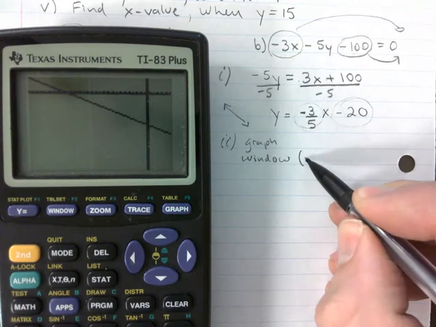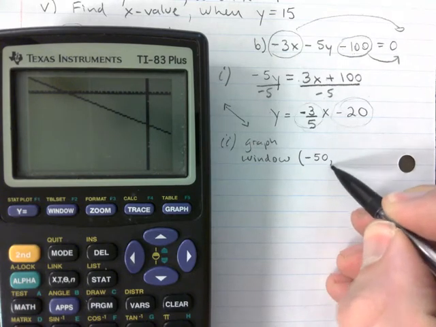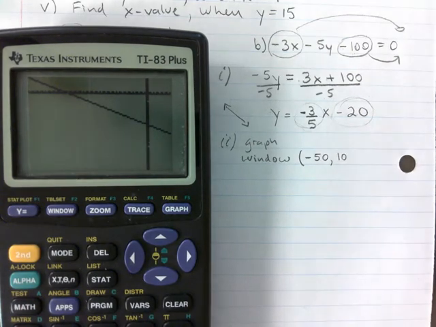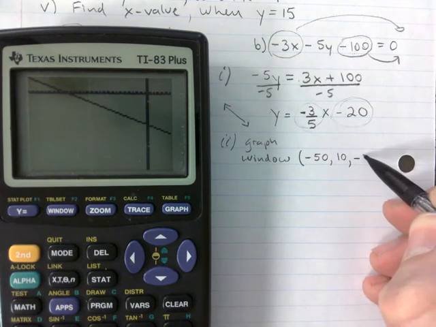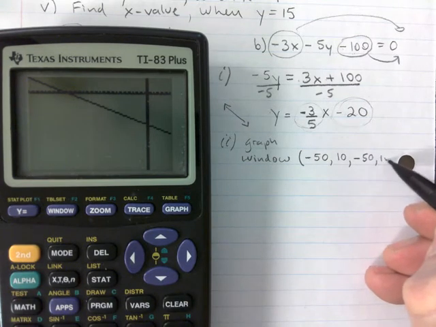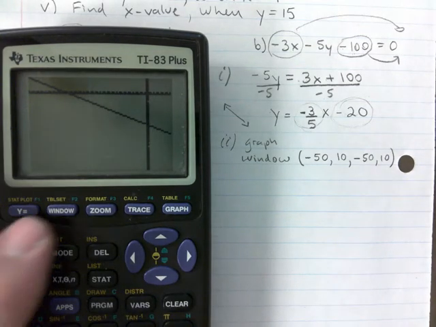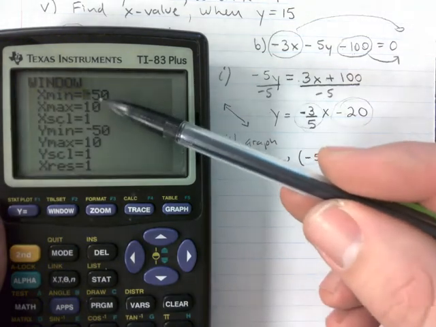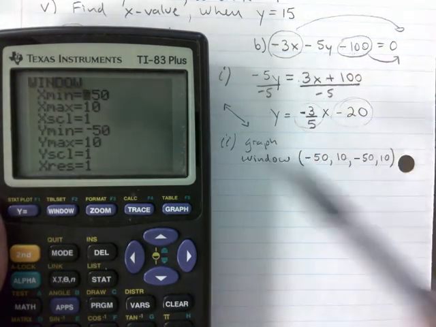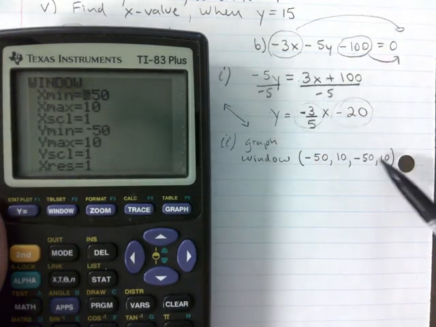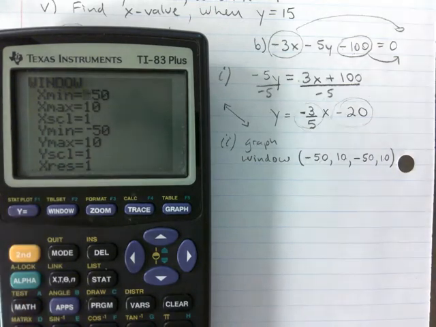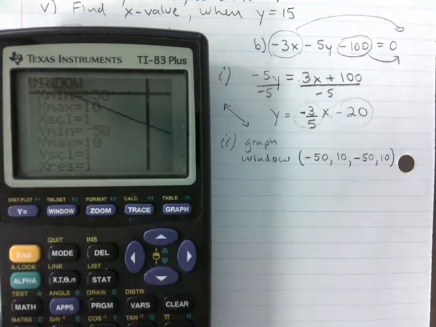I went from -50 on my x to 10, and I went from -50 on my y to 10. That is right now the settings I have. Right? And you're like, what do you mean? -50, 10, right? So it's just to tell you that's what was in those spots. Okay.